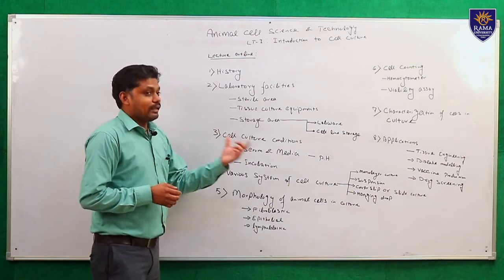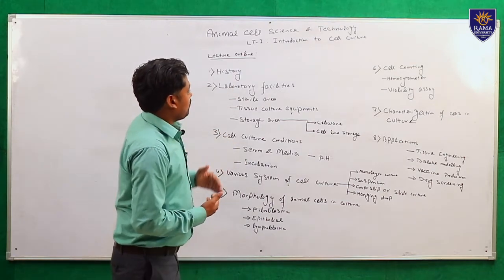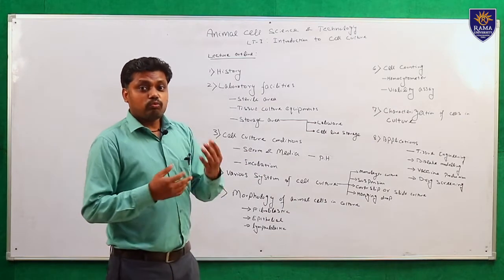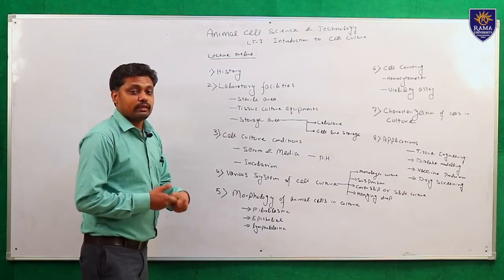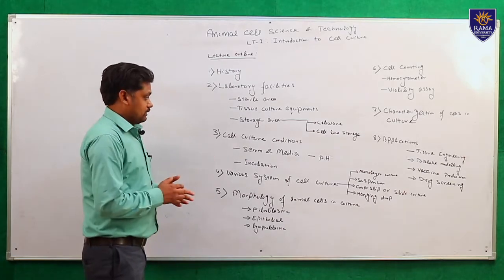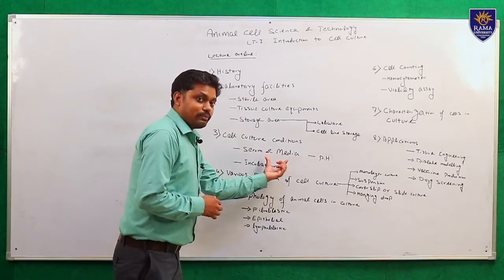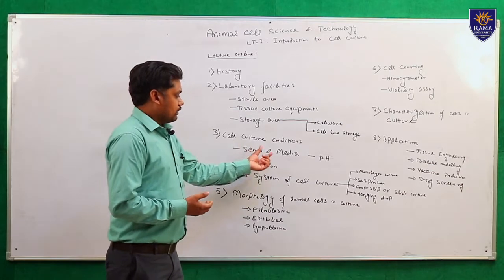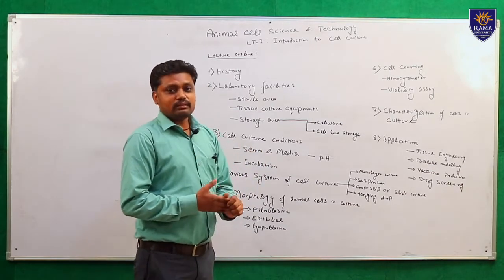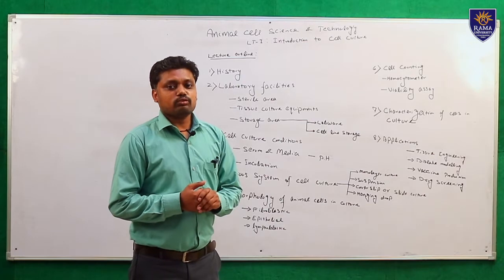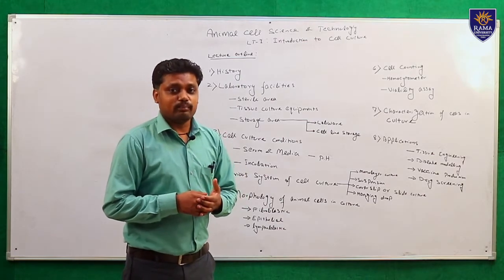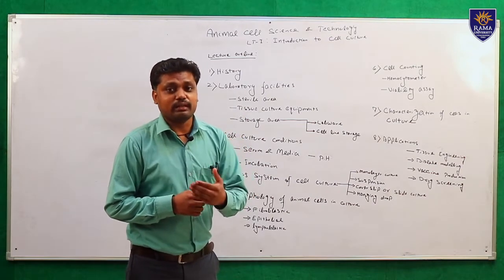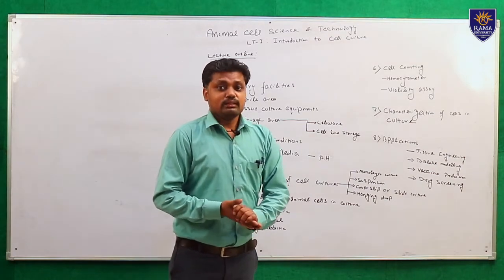Third one is the cell culture condition. Till now we have seen the history and laboratory facilities. Now we are going to see the cell culture conditions. What are the conditions required for growing animal cells in lab conditions? For that we need serum and media, pH, and incubation. Basically the purpose of serum and media is to provide the right physiological environment: nutrients, growth factors, vitamins, amino acids, minerals, and trace elements for growth of animal cells.